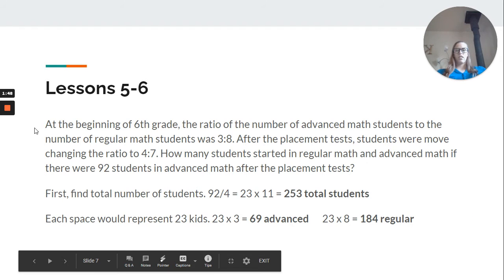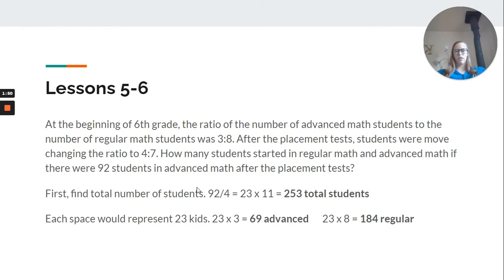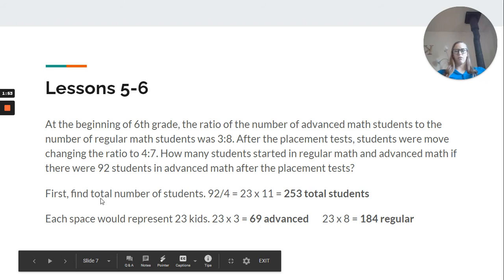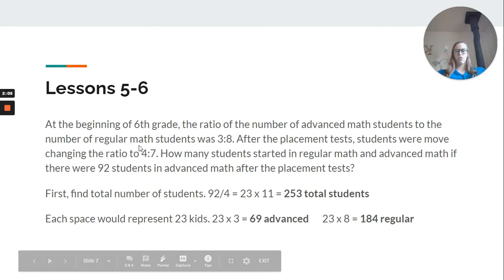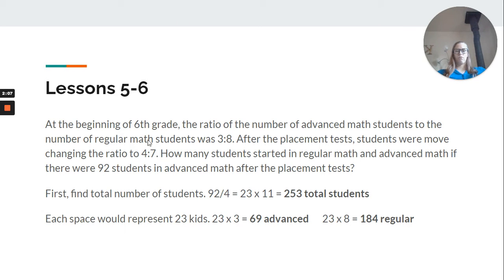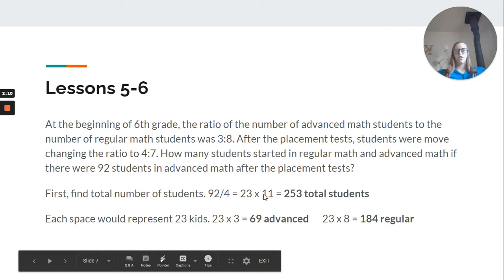So remember, this one did require some math equations. So first we find the total number of students. By doing that, we took 92 divided by 4 because 92 students are represented by the 4 in the ratio. We get 23, and then we multiply 23 times the total amount of students represented in the ratio, which is 11. We get 253 total students. So then each space represents 23 kids.